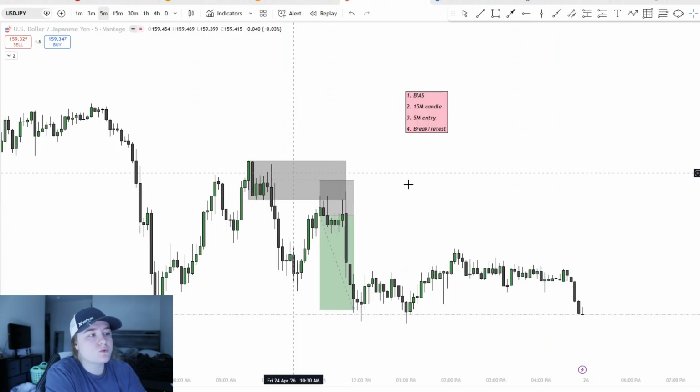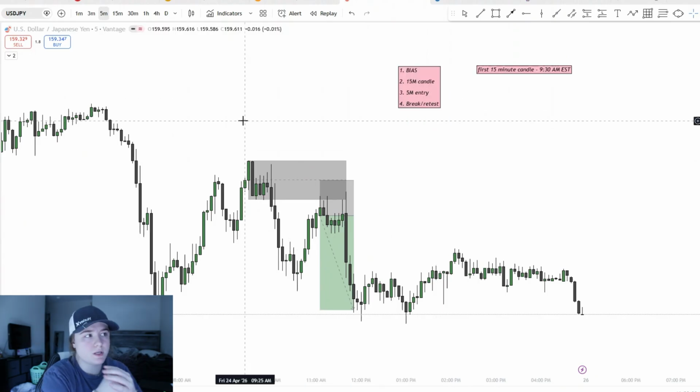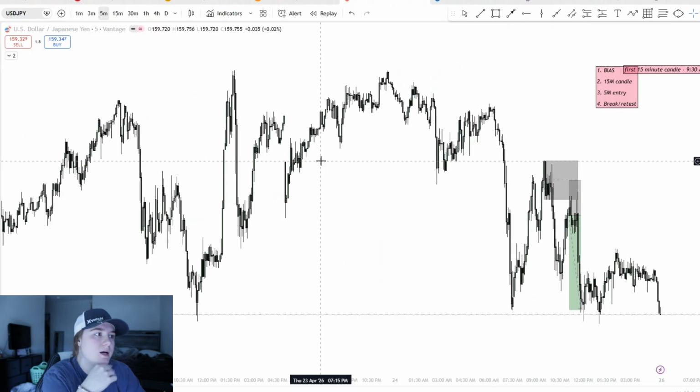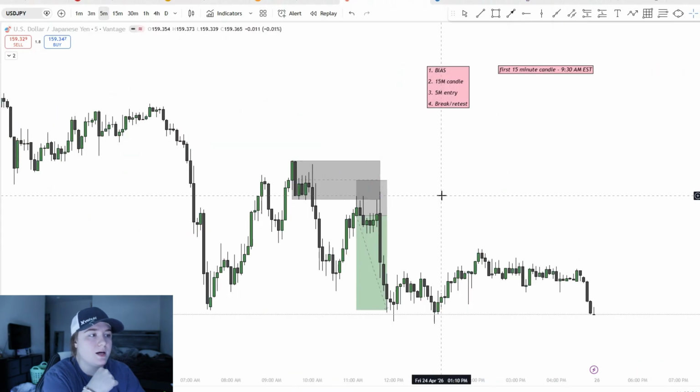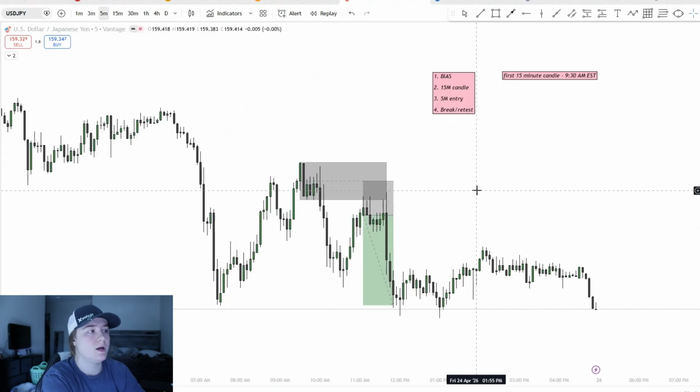So the first one we're going to look at is the 15-minute orb. First thing you want to do is obviously find your bias. If you guys don't know how to do that yet, there will be videos coming, or you can search it up on YouTube. That's first things first before you try to trade anything. You need a bias. You want to trade with your bias. You want to trade with the trend.